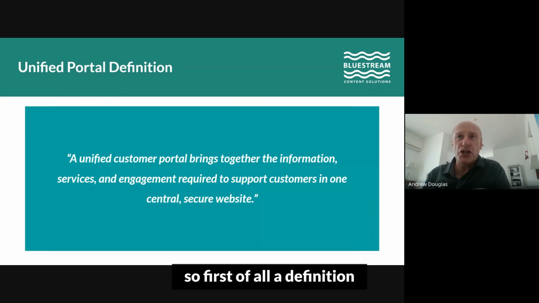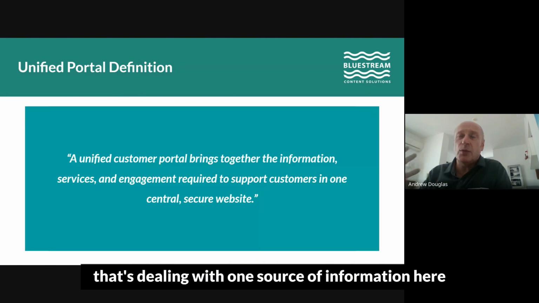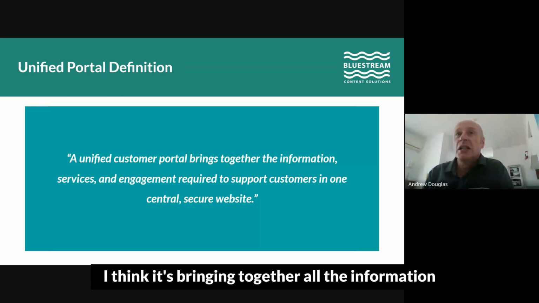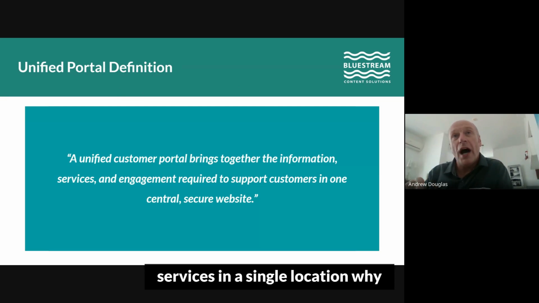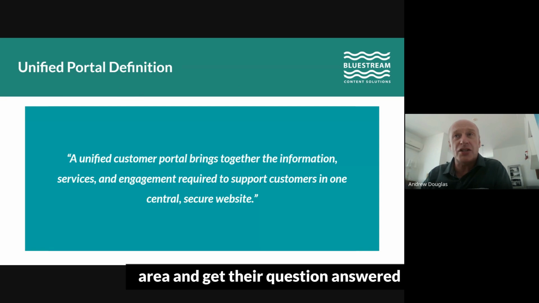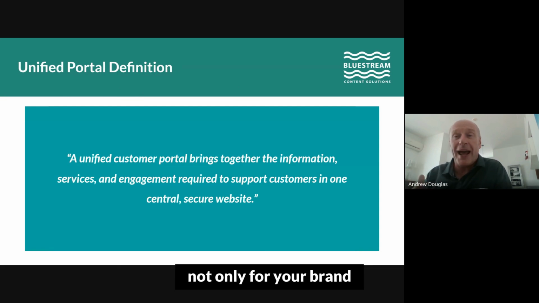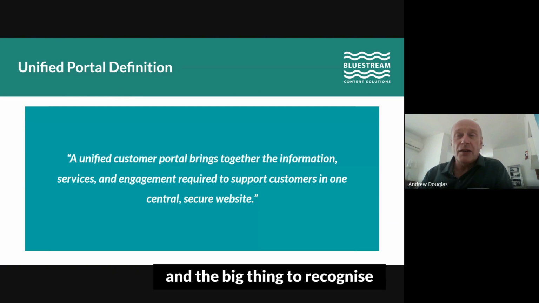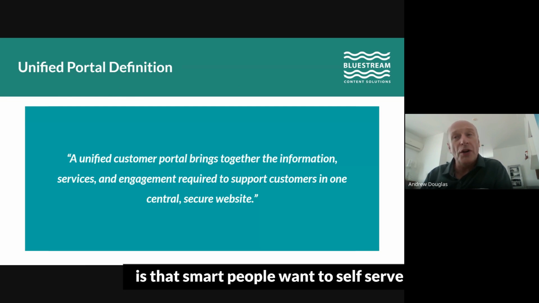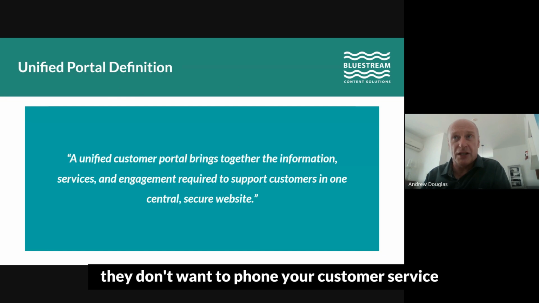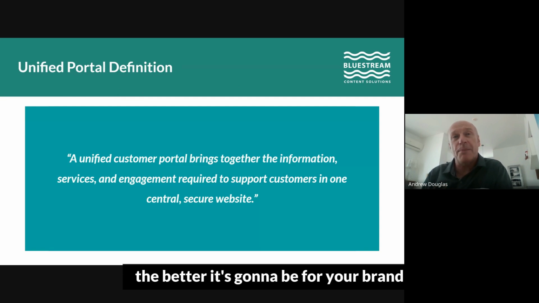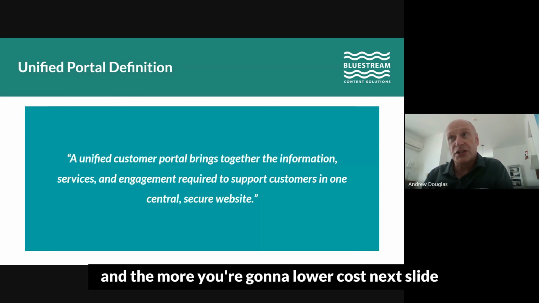So first of all, a definition. We're not just talking about a portal here that's dealing with one source of information. Here it's defining it really well, I think. It's bringing together all the information services in a single location. Why? Because that's really going to help your users. If they can go to a single area and get their question answered, that's really going to be powerful, not only for your brand, but also it should reduce costs. And the big thing to recognize, especially when we're dealing with more complex products, is that smart people want to self-serve. They don't want to phone your customer service. They don't want to have to send a load of emails that cost you a lot of money. So the more you can facilitate this, the better it's going to be for your brand and the more you're going to lower costs. Next slide.